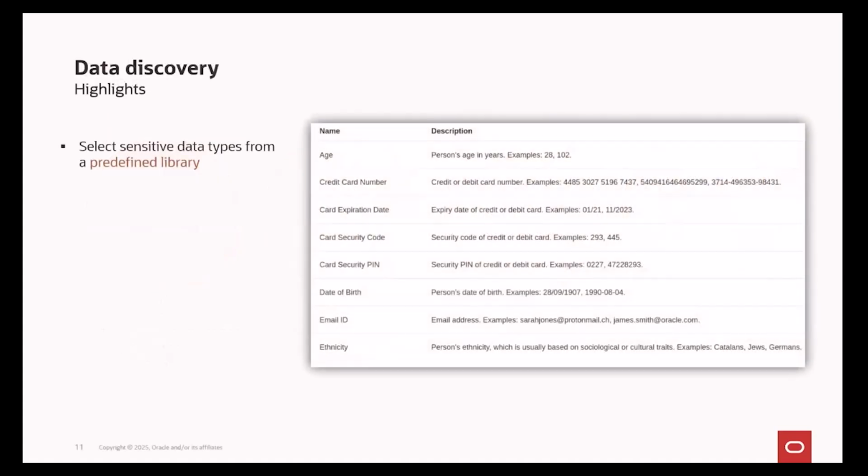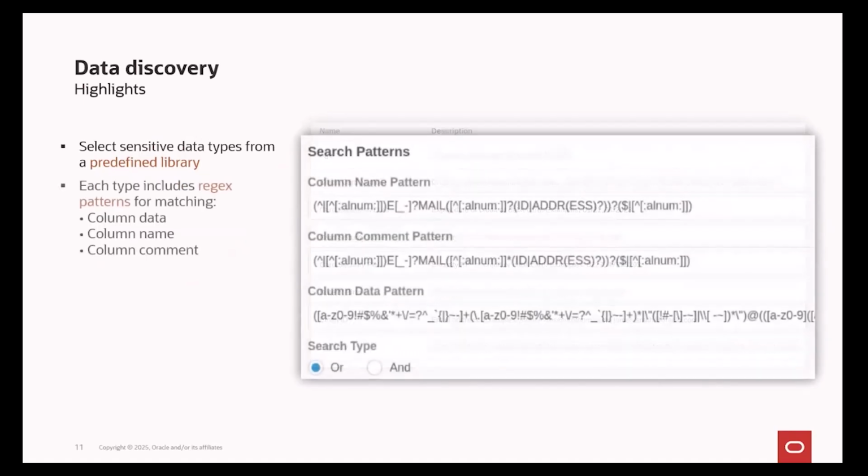So a few highlights on data discovery. You will have a predefined library of the sensitive types, but it also gives you the flexibility of creating your own sensitive type, where you can define the regular expression for the pattern matching, to perform on either column name, column comment, or column data. Here on the screenshot, you can see that we have taken email as an example, and we have defined the regex for matching with the column name, the comment, and the data.